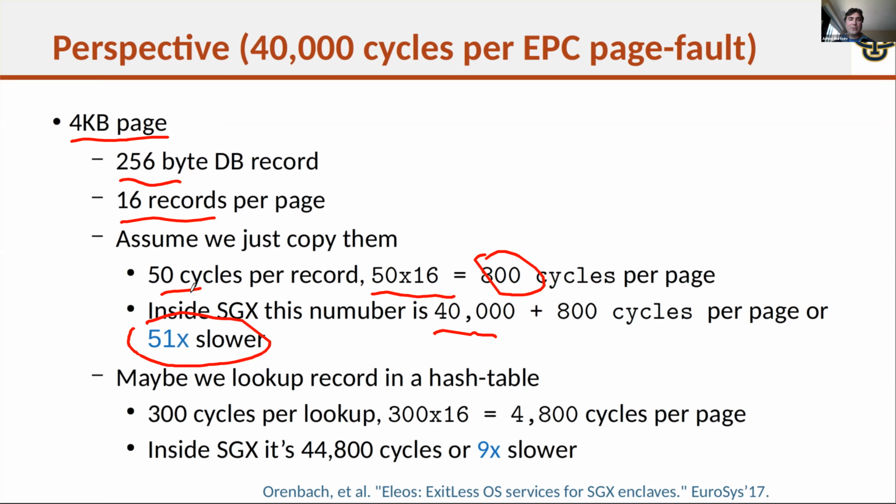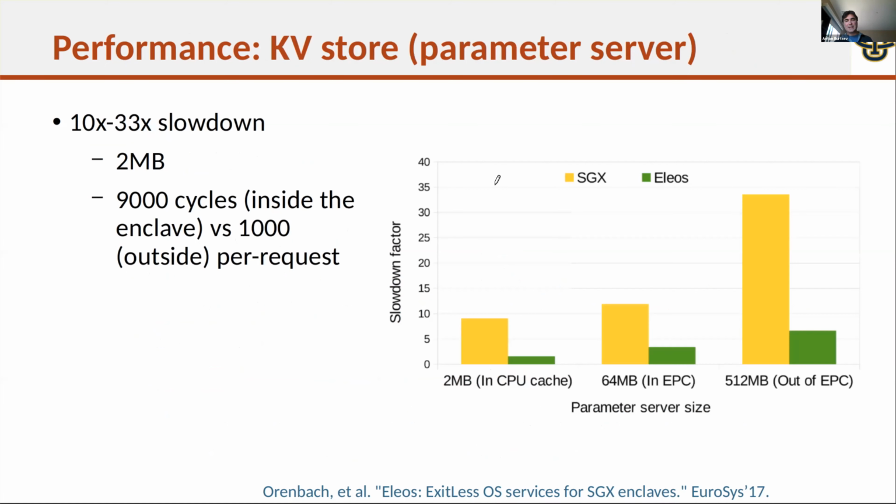Or you say, well, copying is just kind of dumb. Let's see how much it will cost me to do a hash table lookup. Roughly speaking, you know how to build very fast key value stores, so it takes you like 300 cycles to do a lookup, or roughly 4,800 per page. But again, if you add the cost of a page fault handler, you're again running 9 times slower, out of the blue.